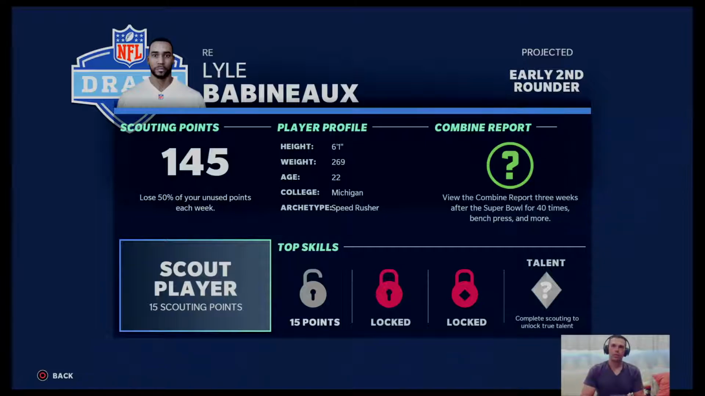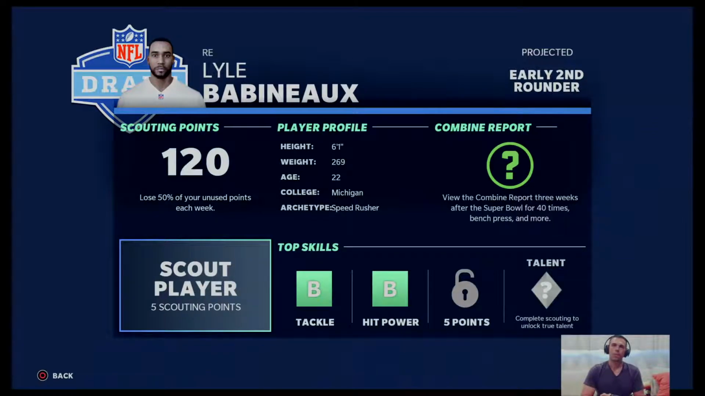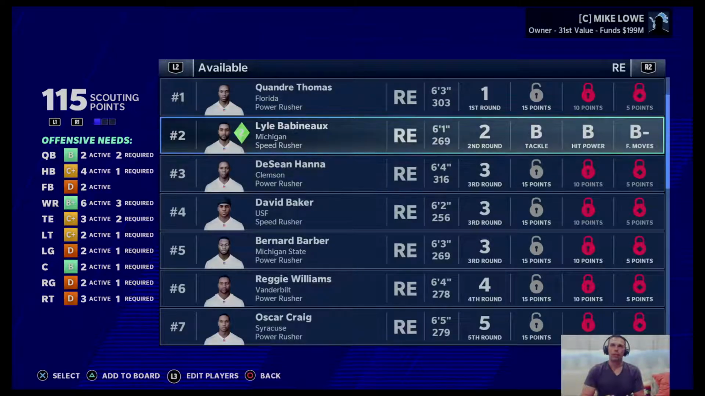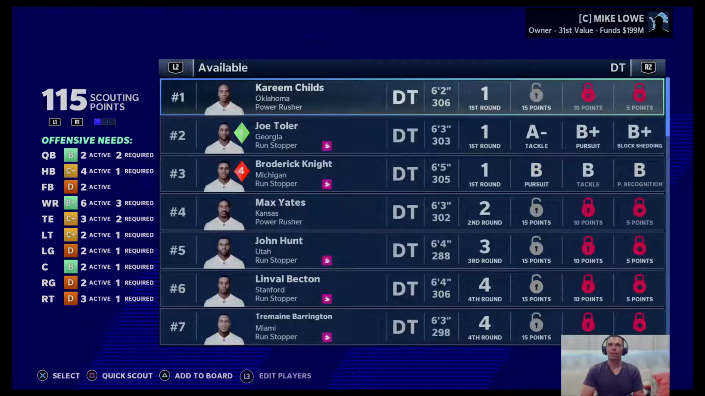Even though we don't have a speed rush system, I still like getting guys like this because they come in on third downs. They're very, very productive players. So he comes back as a late second. So again, this could maybe be one of the first guys we look at as maybe our third round pick. I'd be thrilled to get a really nice speed rusher. He's kind of a boxy guy, 6'1", 269. But I'd be okay with that.